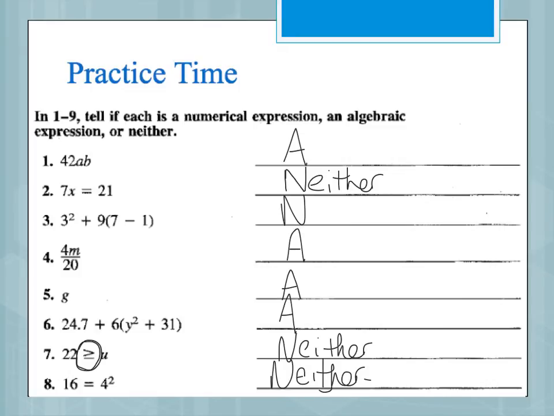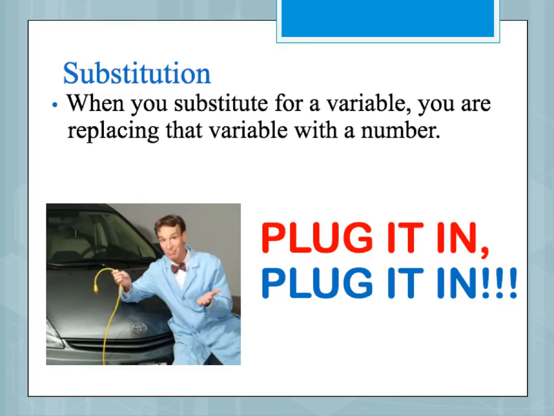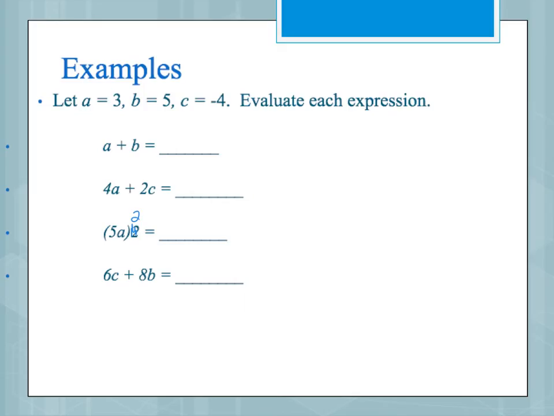Oftentimes you're going to need to take values and substitute them in order to evaluate these expressions. Okay. That's using what's called the substitution property. So when you substitute for a variable, you replace that variable with a number. Think of Bill Nye the Science Guy. Plug it in, plug it in. Okay, so let's do a couple of examples together.